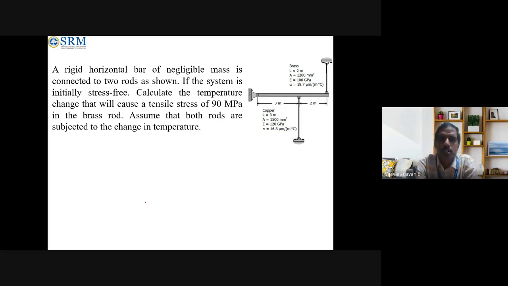So there is a rigid horizontal bar of negligible mass connected to two rods as shown in the figure. This horizontal bar is supported by two further rods like this. If the system is initially stress free, there is no initial stress, find the temperature that will cause a tensile stress of 90 megapascal in the brass rod. So this is the brass rod. In this brass rod, the stress is going to be 90 megapascal.